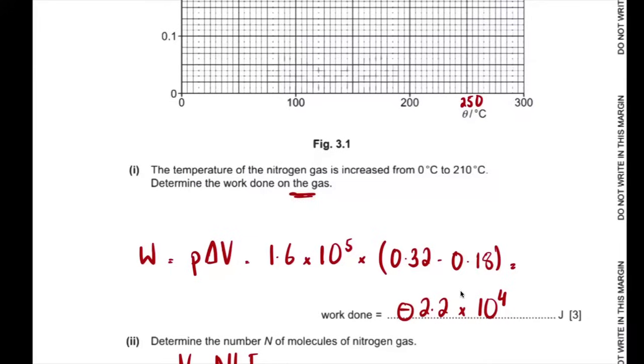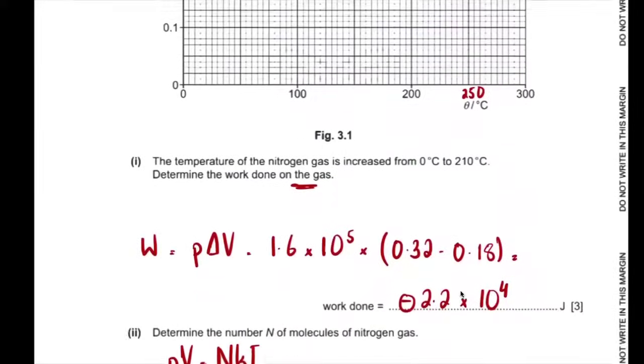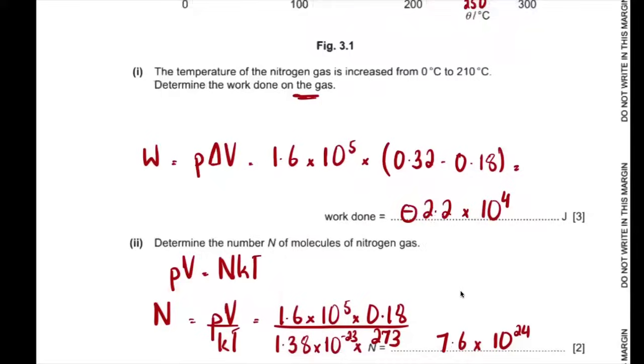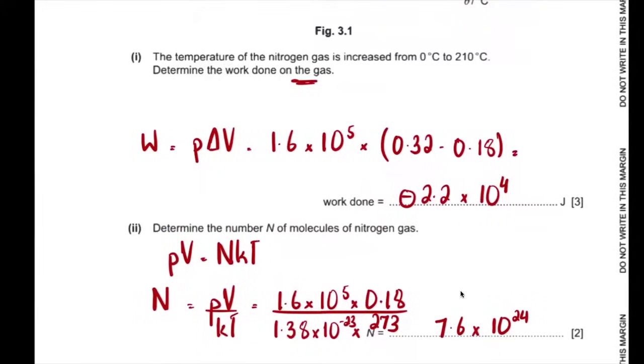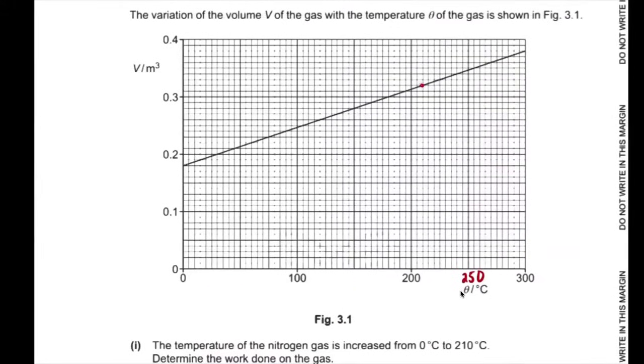Determine the number n of molecules of nitrogen gas. So it's an ideal gas. Always underline this with a pencil whenever you're doing this question. So you need n, so you can use this equation, PV equals nKT. You need n, so that's PV over KT. You can pick any certain value of volume and temperature. Let's say I pick this one.